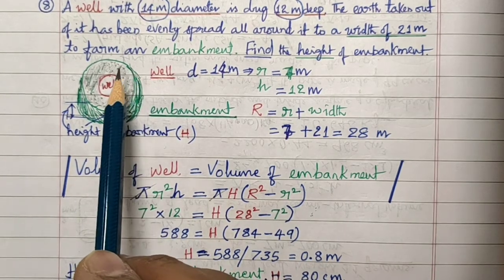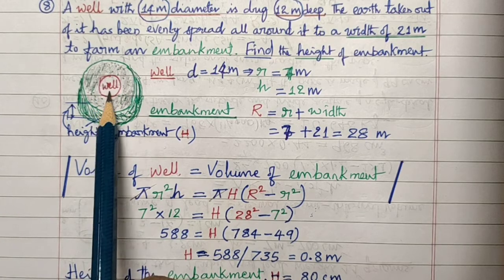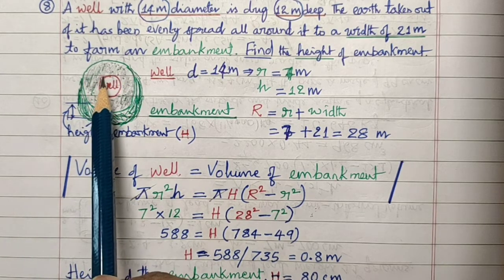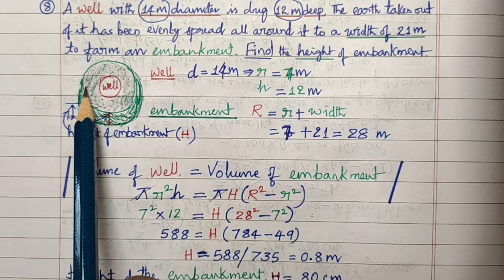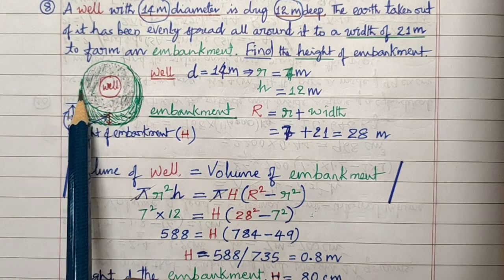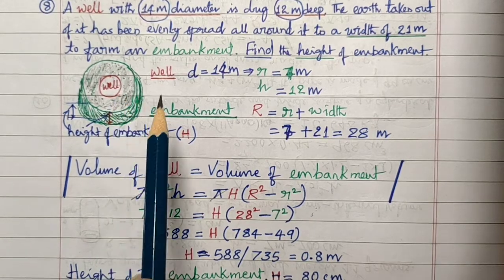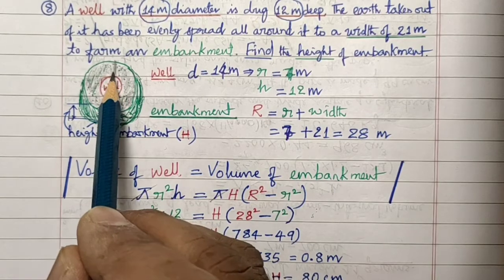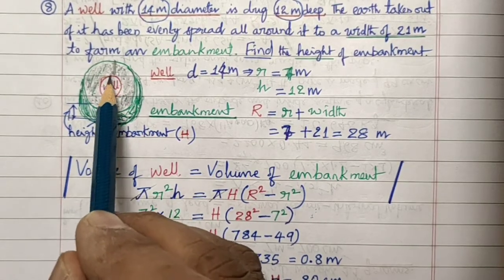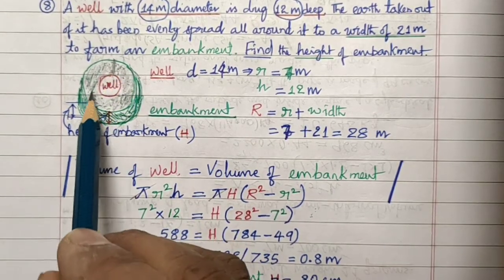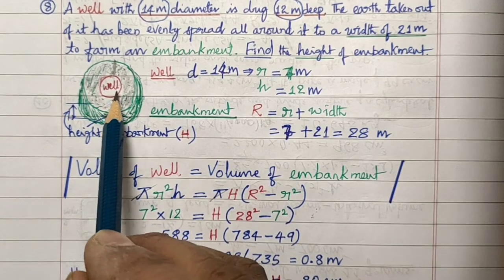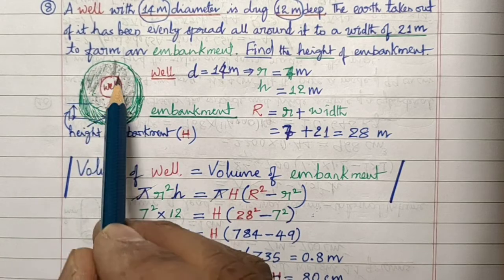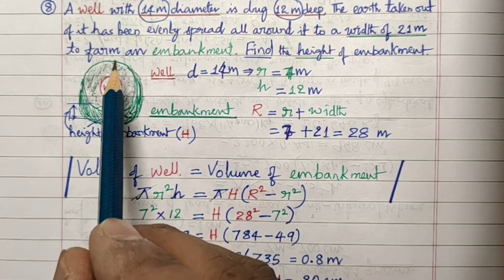Whatever mud came out of this well, they made an embankment of width 21 meters around the well. They put whatever mud they dug out from the well around it, making an embankment with a width of 21 meters.